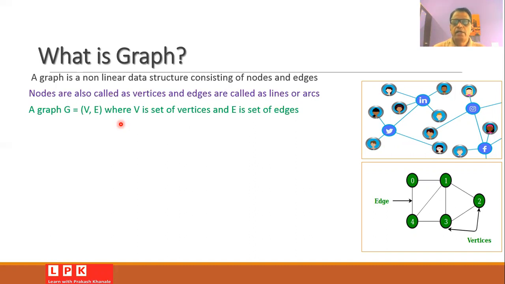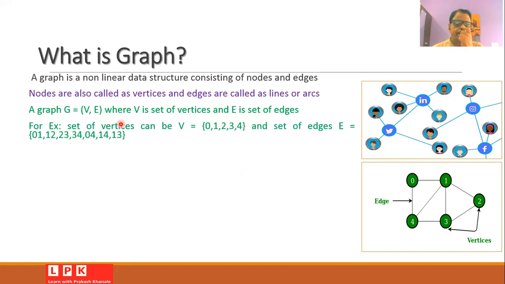So whenever we consider any graph, basically there are two things. The first thing is that it should have the set of vertices, and the second thing is that it should have the set of edges. So for example, in this graph, we can say that the vertices are 0, 1, 2, 3, and 4. And as far as the edges are concerned, the edges are (0,1), then (1,2), then (2,3), then (3,4), then (3,1), and (4,1). So these can be the edges of this graph.